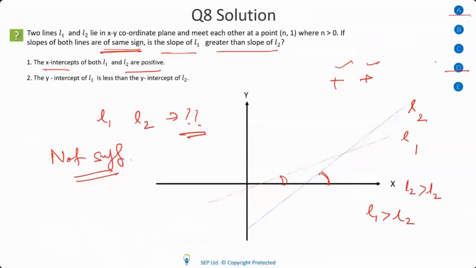The learning here is that since I know they have the same sign, and since now you know how to draw lines when both are positive or both are negative, in the exam you can draw these lines very quickly and make the inference. You'll draw two lines which are positive, and you can say L1, L2, no, so this is not sufficient, and you can very quickly move to the next case.